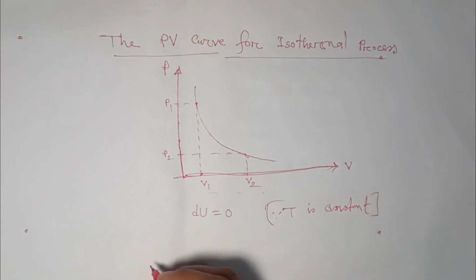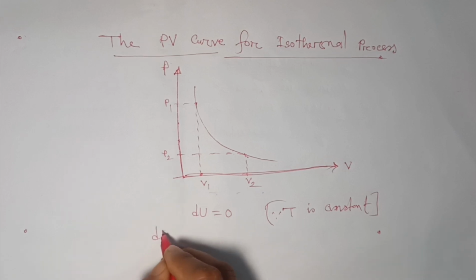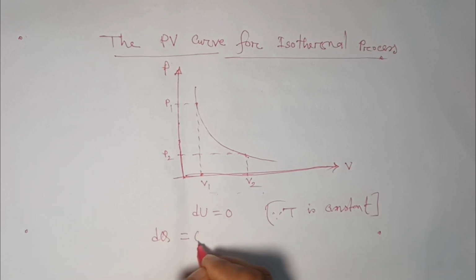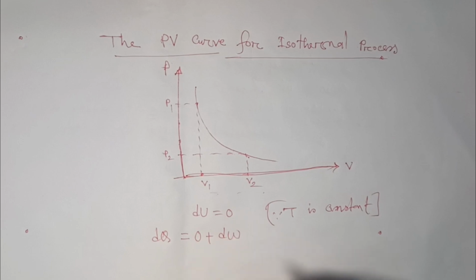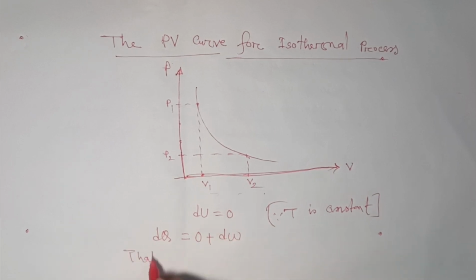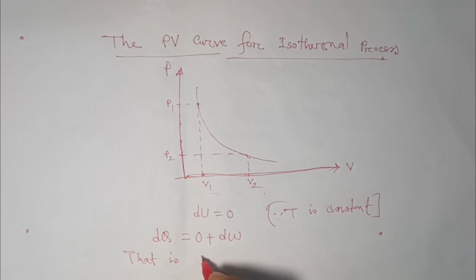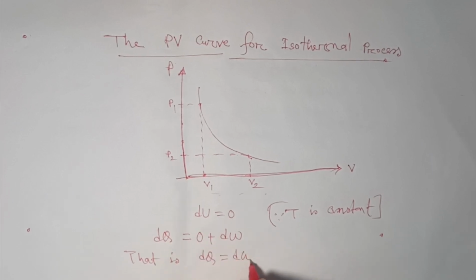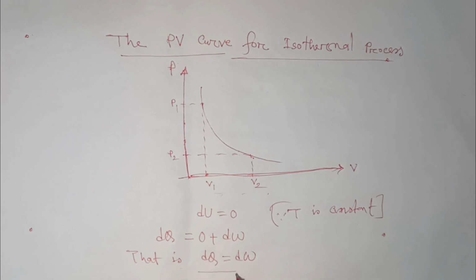So, from the first law of thermodynamics, we get dQ is equal to 0 plus dW. That is, dQ is equal to dW. I mean, in isothermal process, the work done by the system is equal to the heat energy supplied to the system.